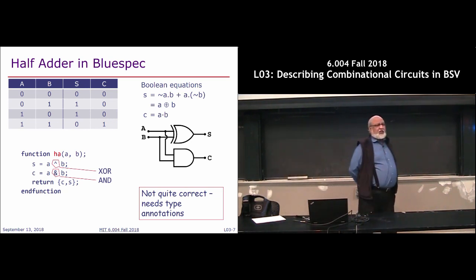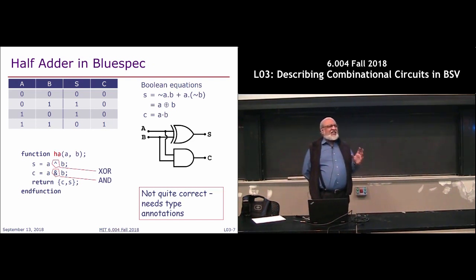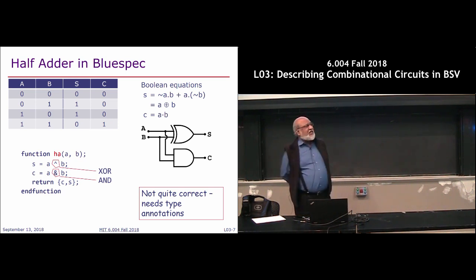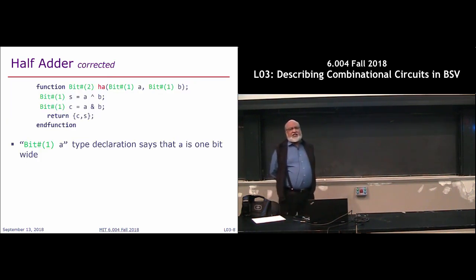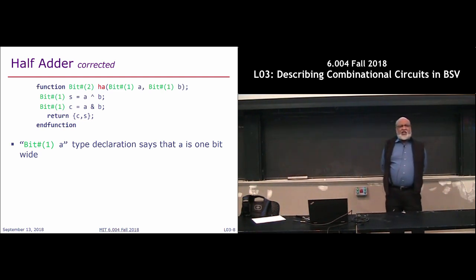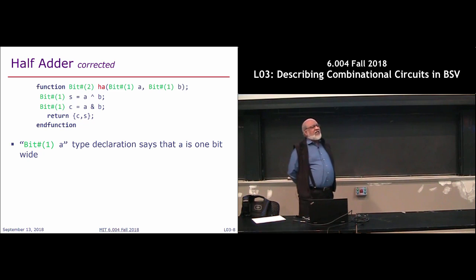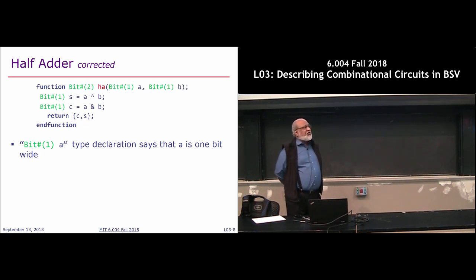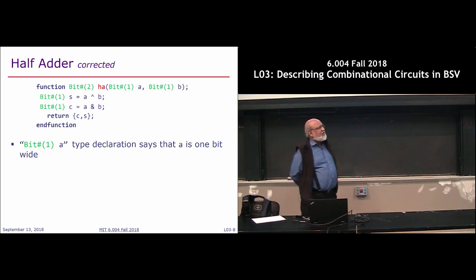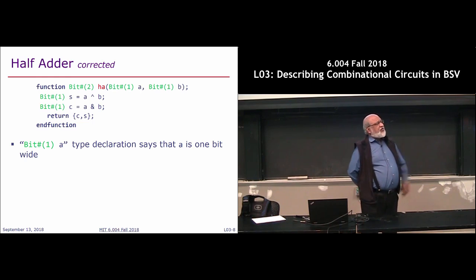Before I go much further, this looks very easy to write, right? Almost trivial. It's actually not quite correct. So now I'm going to show you something which is also going to follow you all through the course, so you better get it right. And that is, everything in BlueSpec is going to have a type. To really make this program work, you will have to say that A is 1 bit wide. This is how you write it. There's a type declaration: Bit#(1) A means that A is of size 1 bit. B is of size 1 bit.